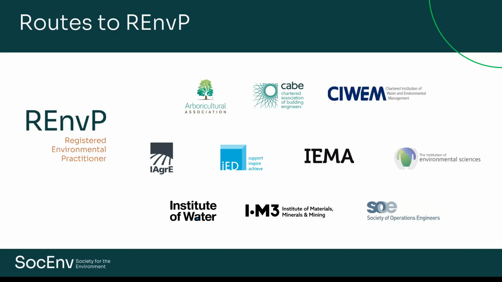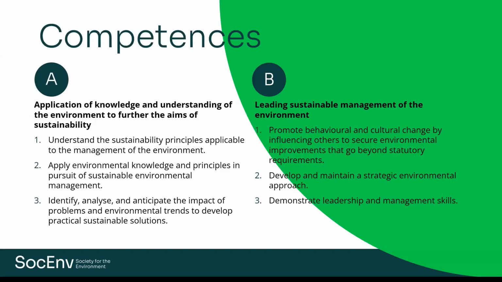All the way through your application, your professional body will tell you how they run their REnvP assessment process and of any associated fees. When you apply for REnvP registration, you are providing evidence that you meet all 11 REnvP competencies. Now, these are in 4 groups. On the screen, you can see A and B, and these will focus on your sector, and as such may be contextualized by your professional body.